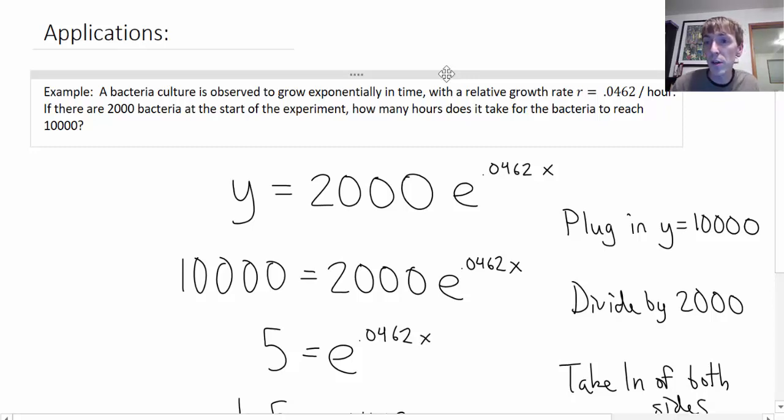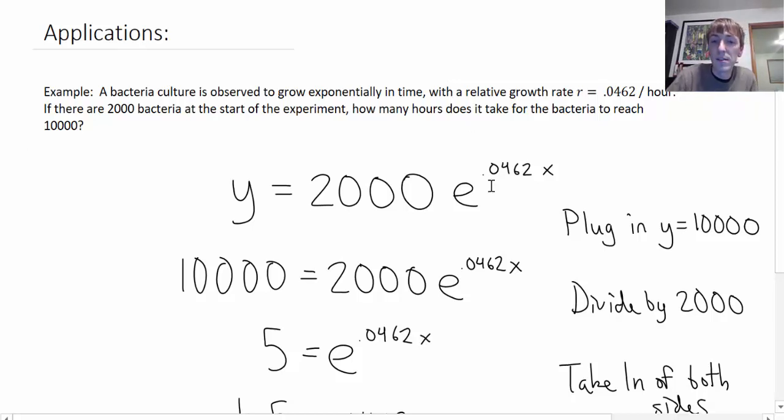All right, so the first thing we want to do is set up an exponential equation. They're telling us the growth rate, so that means we have to use E as our base. And then R is going to be this number 0.0462. And 2,000 is that initial value. Remember in the last unit, the coefficient in an exponential equation is what you're starting at. It's what you get when you set time to be 0.